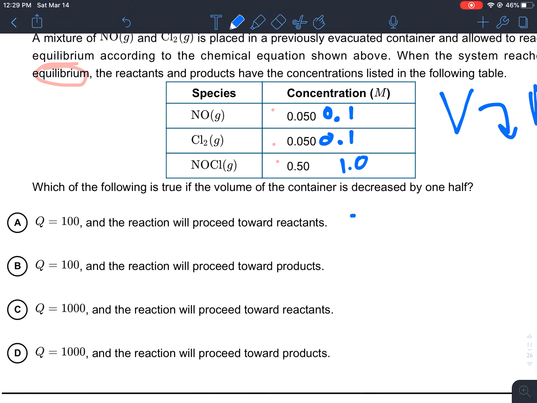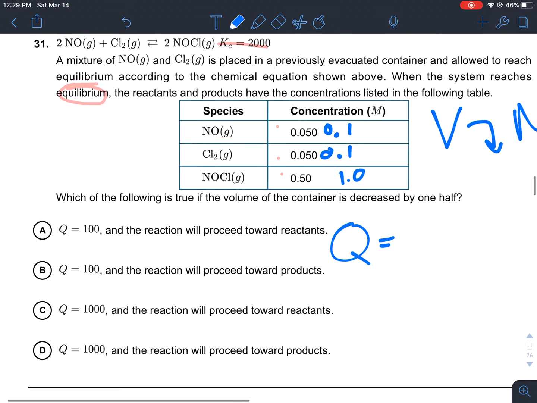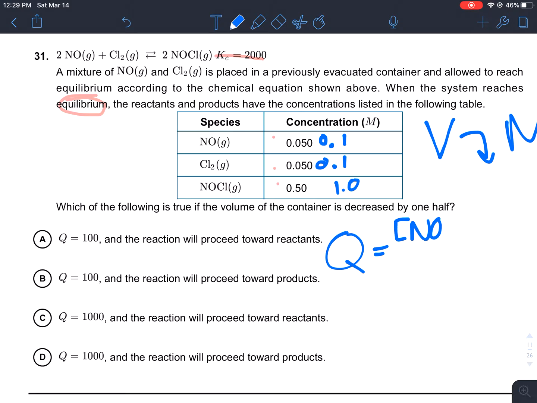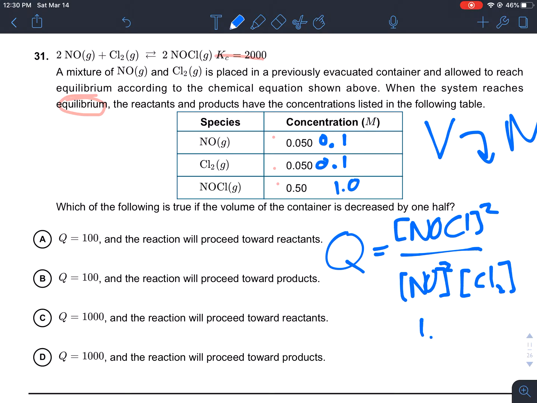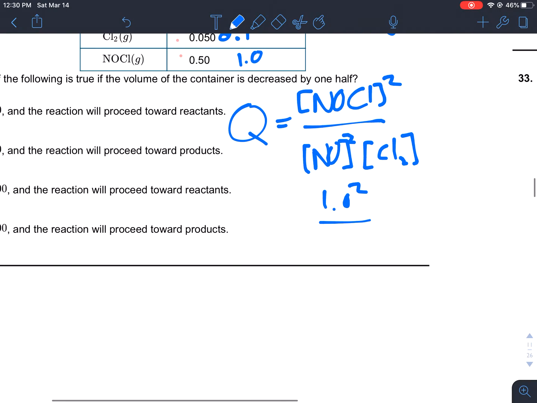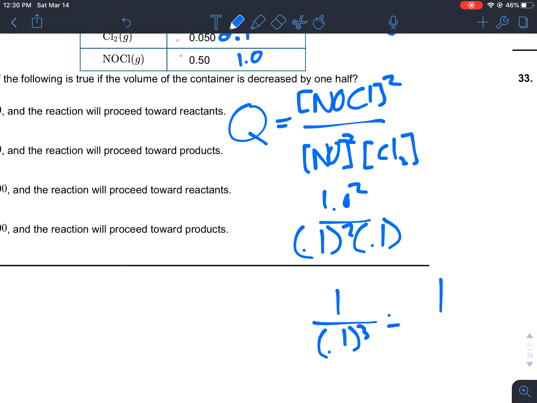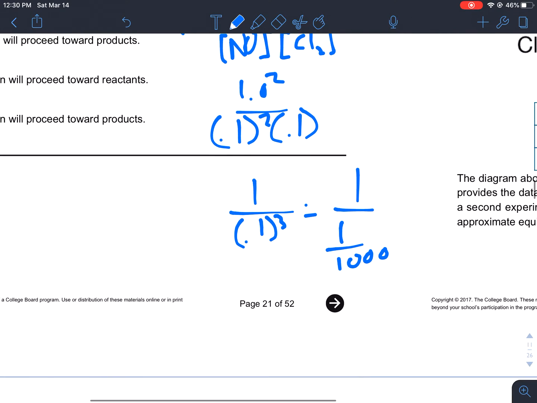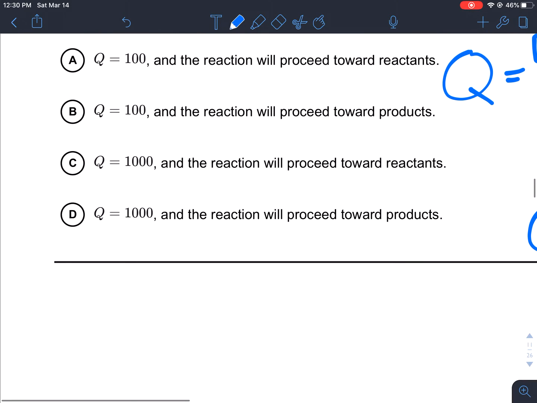All right, so what is our Q now? Our Q is the concentration of NOCl squared, products, over reactants, NO squared and Cl2. NOCl is 1.0 squared over 0.1 squared times 0.1. So this is 1 over 0.1 cubed. Another way of saying that is 1 over 1,000. When you divide by a fraction, you multiply by the inverse, so the answer becomes 1,000. So first of all, Q is equal to 1,000.